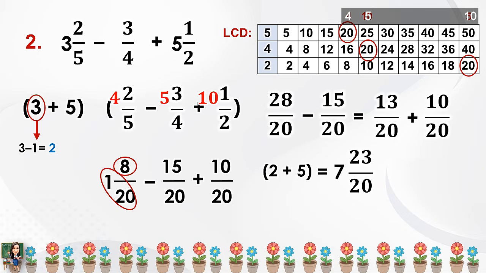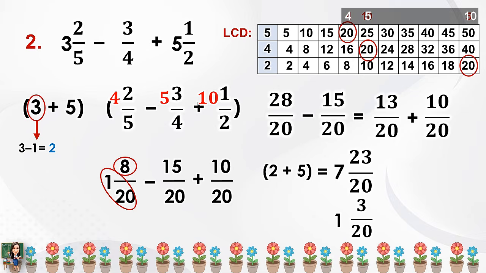23 over 20 is an improper fraction. Change it to a mixed number. First, let's focus on this improper fraction, 23 over 20. Divide 23 by 20. 23 divided by 20 equals 1. 1 is the whole number. Then there is a remainder. The remainder is 3. And copy the common denominator 20. So the answer is 1 and 3 over 20.